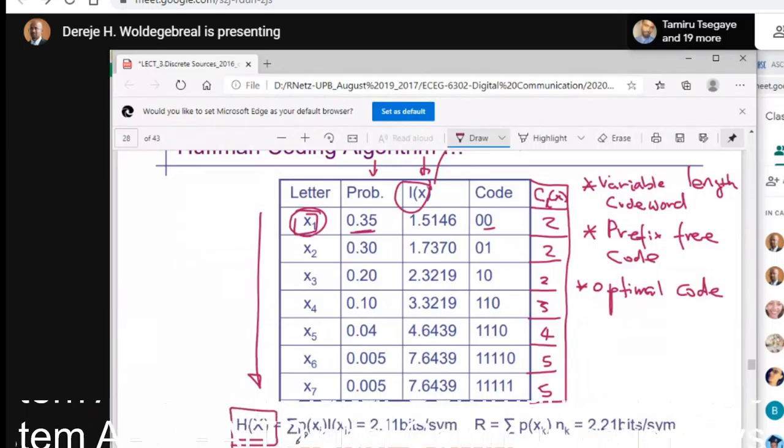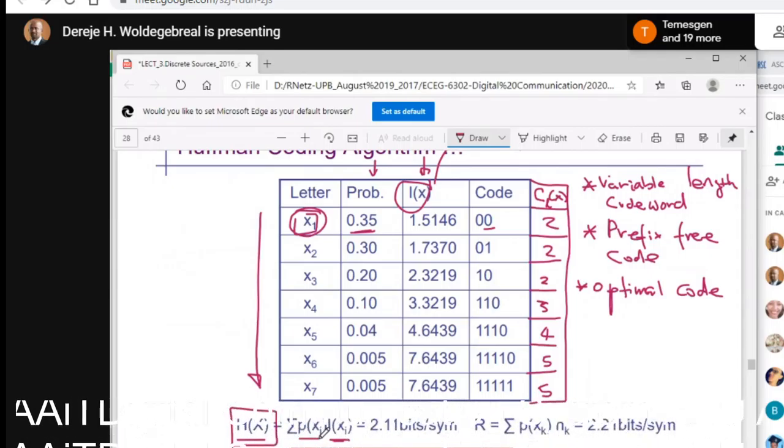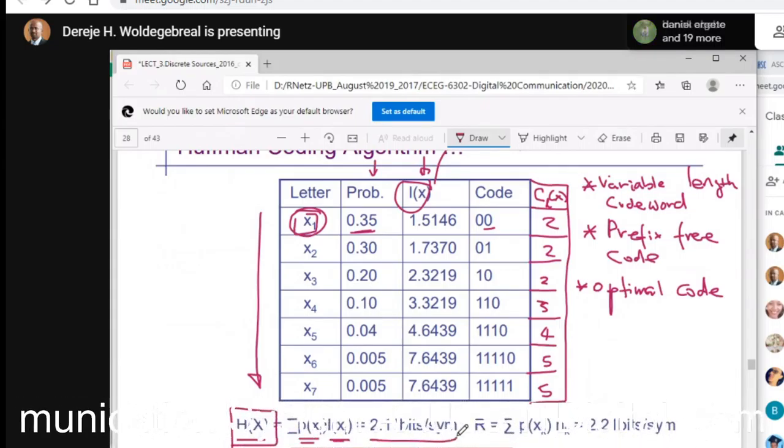The entropy of the source is nothing but a weighted sum of the self-information. So if you take the self-information weighted by the probability of occurrence of each symbol, and take the summation, you can compute it. Summation of P of Xi times I of Xi would give you 2.11 bits per symbol.